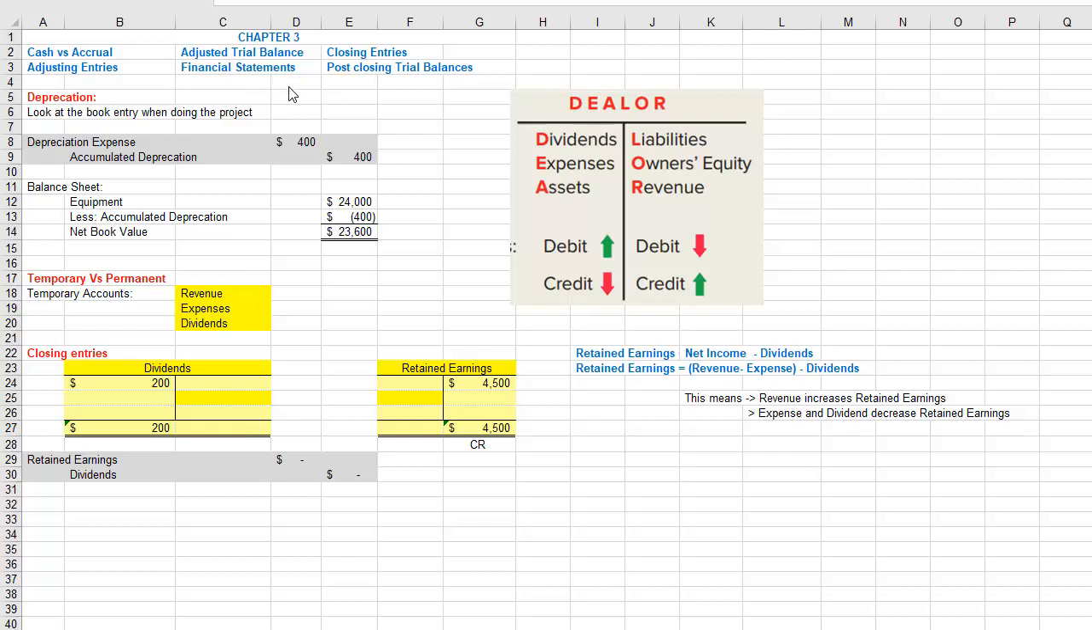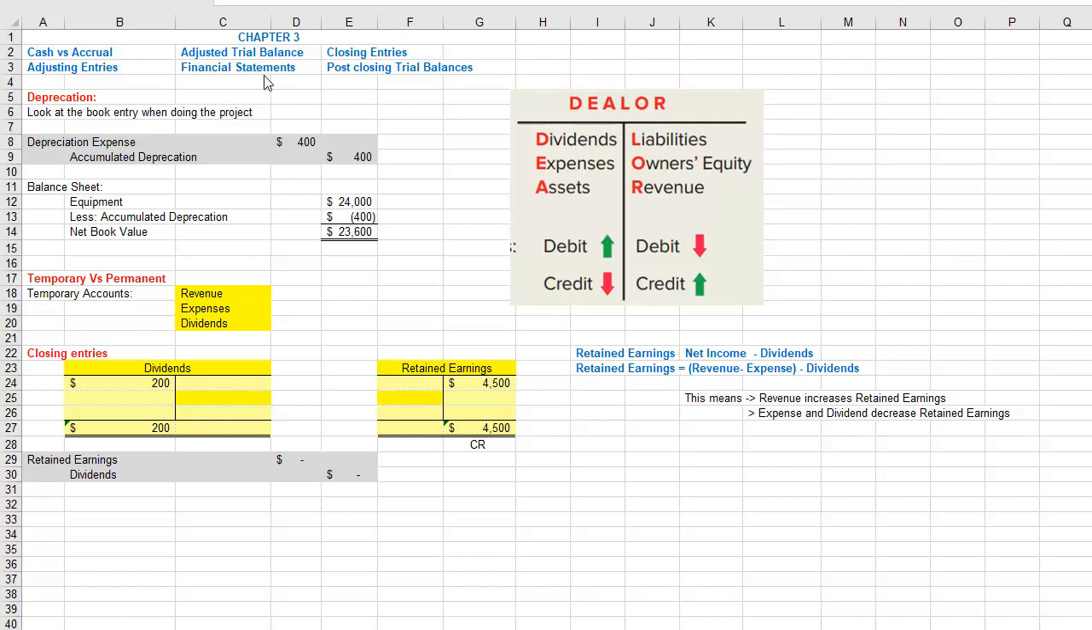Chapter 3 covers a lot of information. So we talk about cash versus accrual. We talk about adjusting entries, which we will do an example on. The adjusted trial balance, which is very similar to our trial balance that we did in Chapter 2, except now we're adding those adjusting entries, like some of the entries such as depreciation, etc., that we'll do in our adjusting entries example. And then we're moving to the financial statements.